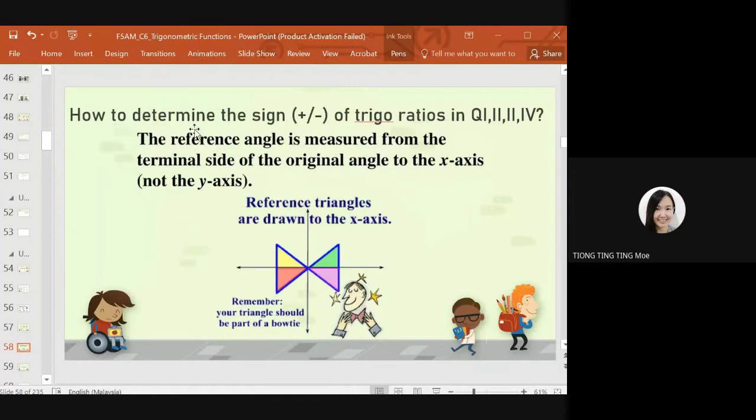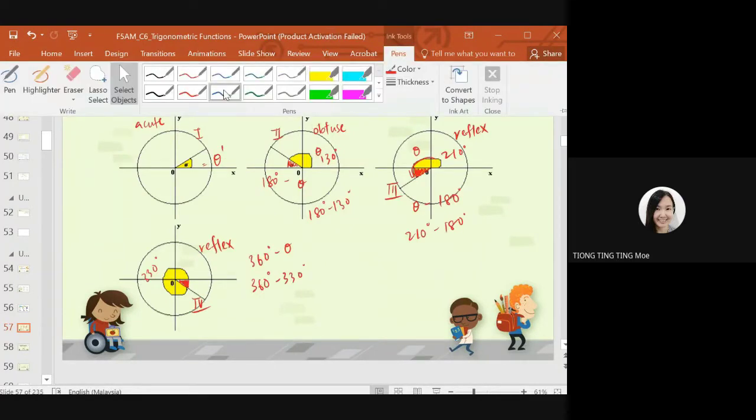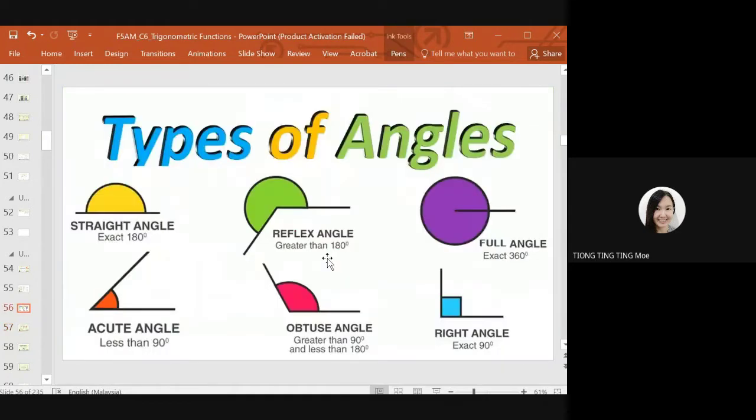So how are we going to determine the sign of the trigonometric ratio? We can put it into a CAST form. Put a triangle. You see, actually this is like a CAST. The first angle is a right angle triangle. Second, right triangle, right triangle, right triangle. So the four right angle triangles will form a CAST like this.